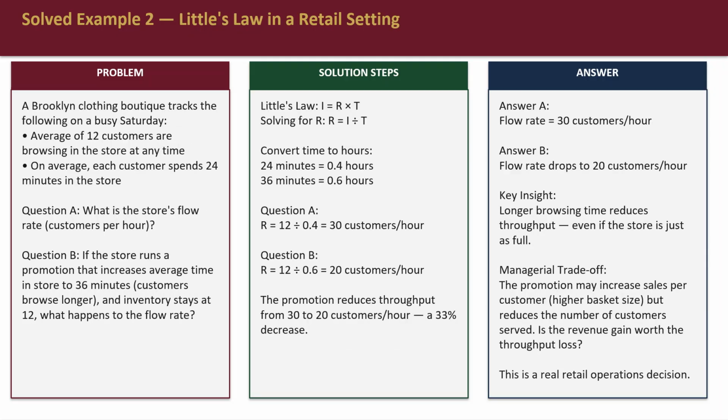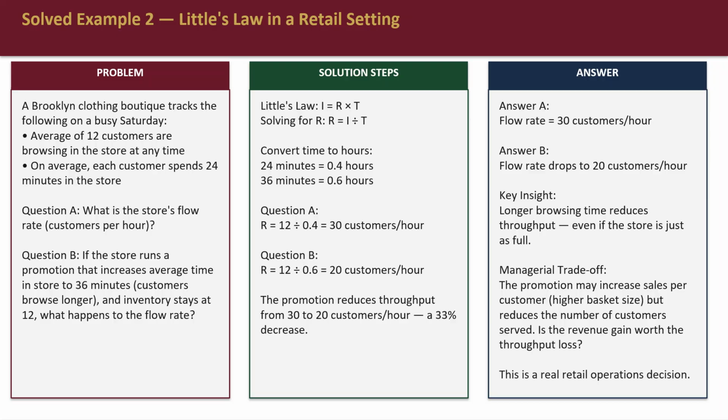Our second example moves from healthcare to retail, and it delivers a surprise. On the left, a Brooklyn boutique on a busy Saturday. 12 customers browsing at any time, each staying 24 minutes. Watch the unit conversion in the middle column, because this is where students lose points. 24 minutes is 0.4 hours, so R equals 12 divided by 0.4, which is 30 customers per hour.